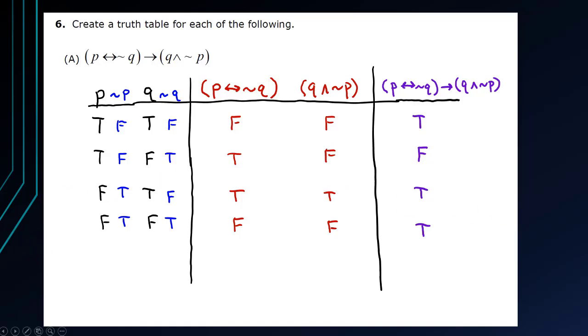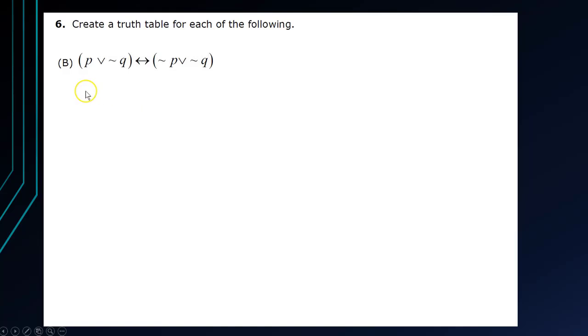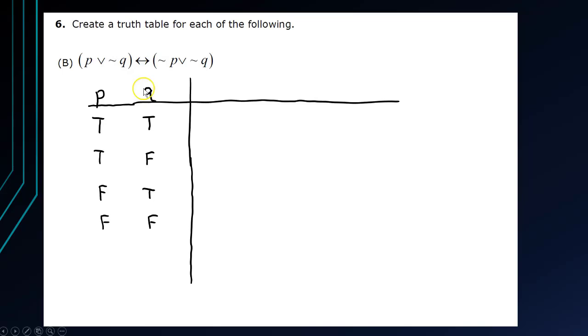For part B, again, I'm only really dealing with P and Q and their negations. So I'm just going to start with P and Q and, of course, come up with their negations, because both not P and not Q are being used here. And so I want to look at the instance of P or not Q. So I'm looking at the two outer columns here, P or not Q. For this or statement, this disjunction, I'm looking for instances where at least one of them is true.